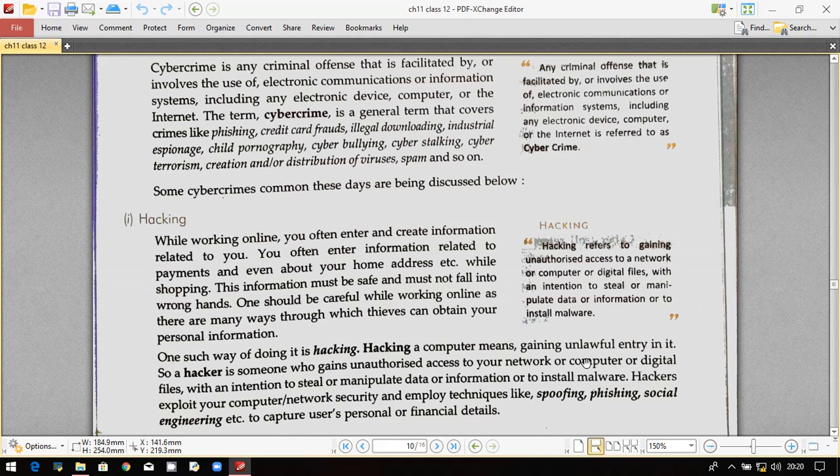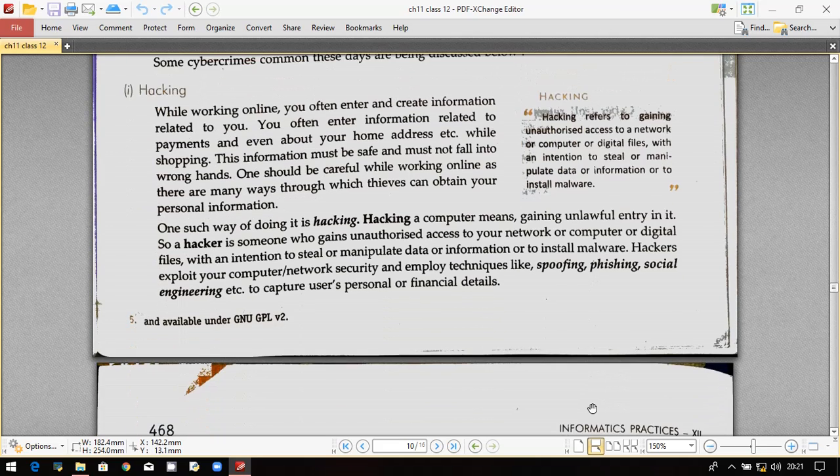A hacker is someone who gains unauthorized access. So the person who is performing this hacking is known as the hacker. Hackers exploit your computer network security and employ techniques like spoofing, phishing, social engineering, etc. to capture users' personal and financial details. So they can be performing these techniques, that is spoofing, phishing, and so on. By these acts, they are trying to hack into your systems. Now let's discuss what these terms refer to.